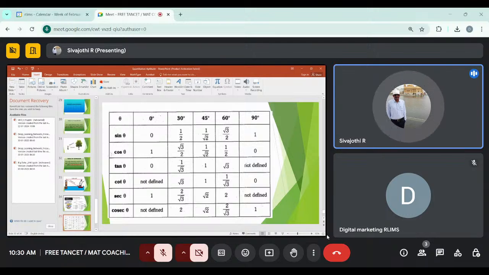You will get 0, 1 by root 3, 1, root 3, and not defined. Cot theta: not defined, root 3, 1, 1 by root 3, and 0. Okay, and secant theta: 1, 2 by root 3, root 2, 2, not defined. Cosecant theta, we have already said we have to divide: not defined, 2, root 2, 2 by root 3, and 1. So this is the table. We should know the trigonometric values for sin theta, cos theta, tan theta, cot theta, secant theta, and cosecant theta at 0 degree, 30 degree, 45 degree, 60 degree, and 90 degree. Then only we can find the values.